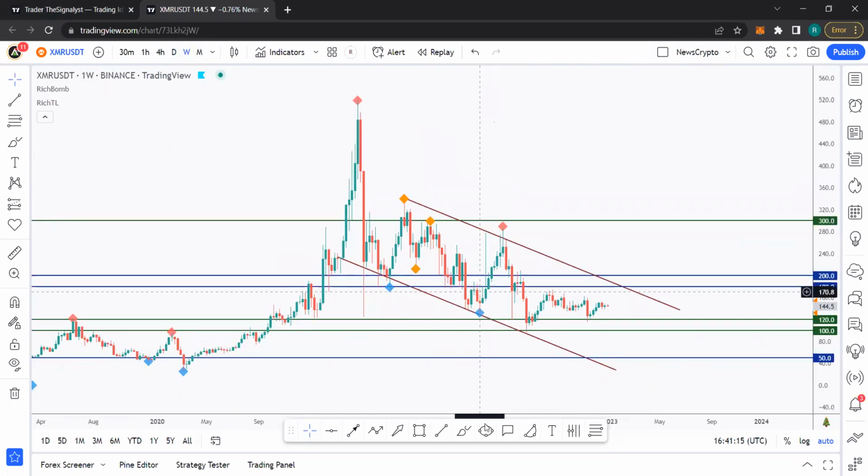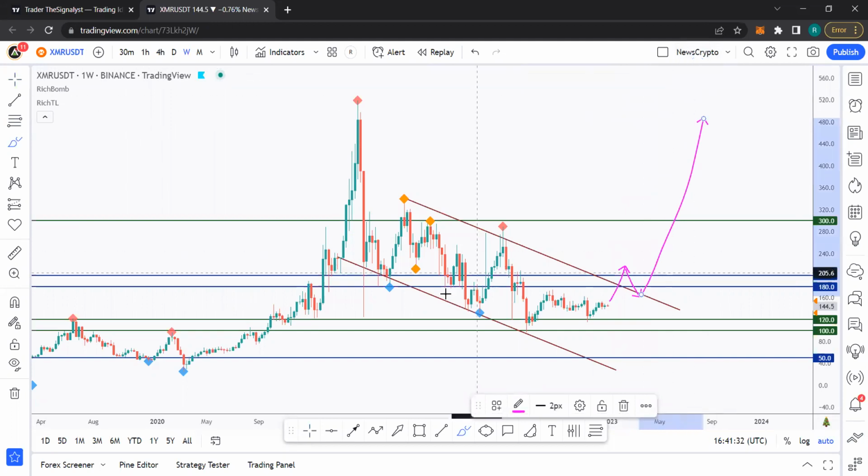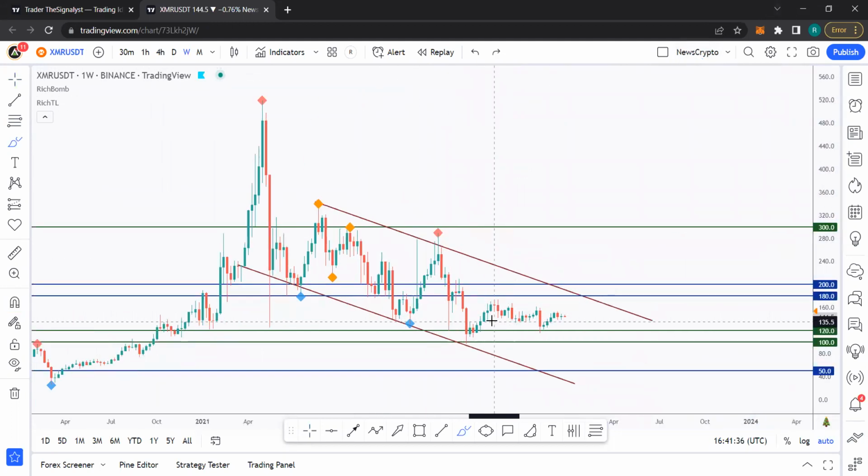On XMR, we have been stuck inside this range. This one is standing strong, at least it's not melting like many similar altcoins. For the bulls to take over from a long-term perspective, I want to see a break above the 200. In this case, we'll be expecting a bullish movement. It would be a shift in momentum from bearish to bullish. For now, this is just a correction movement.